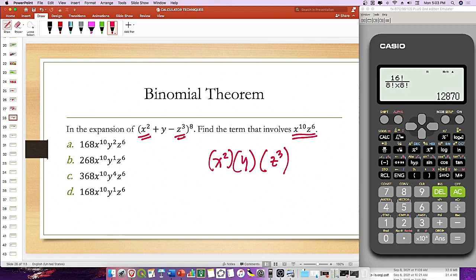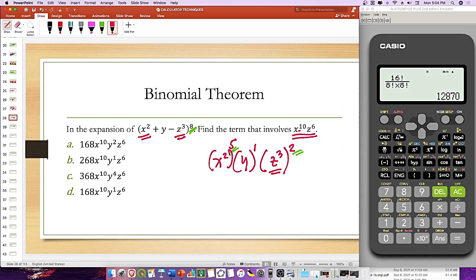But we need to find x raised to 10. So for x squared to become x raised to 10, this should be raised to the power of 5. For z cubed to become z raised to 6, this will be raised to the power of 2. Now, going back here, the total exponent is 8. We have 5 and 2, that is already 7, so we have 1 left for the exponent of y. So the exponents are 5, 1, and 2.